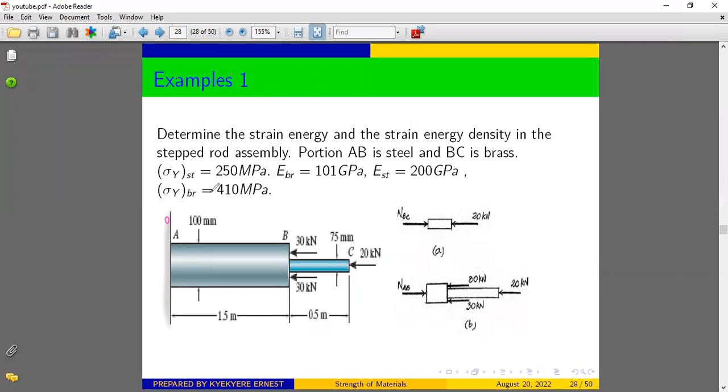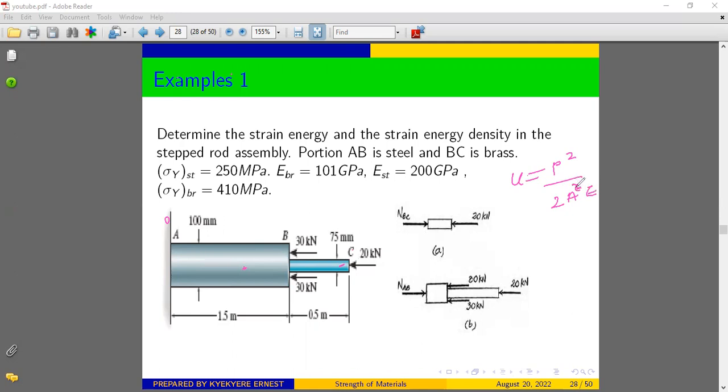So just as we saw for deformations as a result of axial loads, also anytime you want to determine the strain energy with respect to changing diameter. Now you can see that the diameter changes from this point up to this point. And we know that the strain energy is related to the area. The strain energy is related to the force applied and the area and the modulus of elasticity.